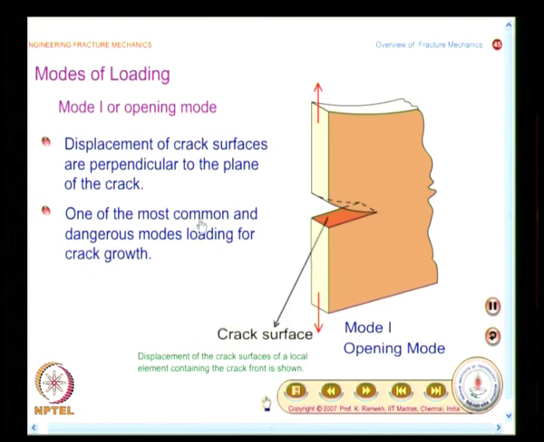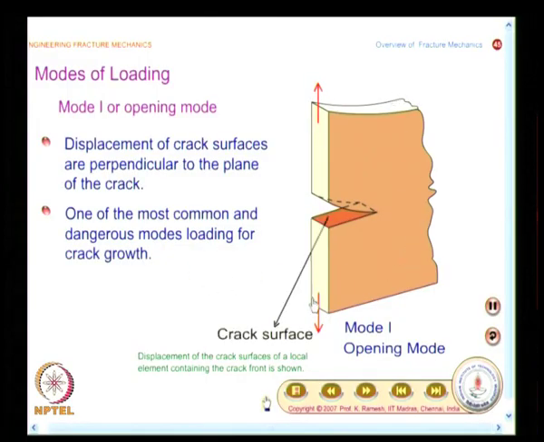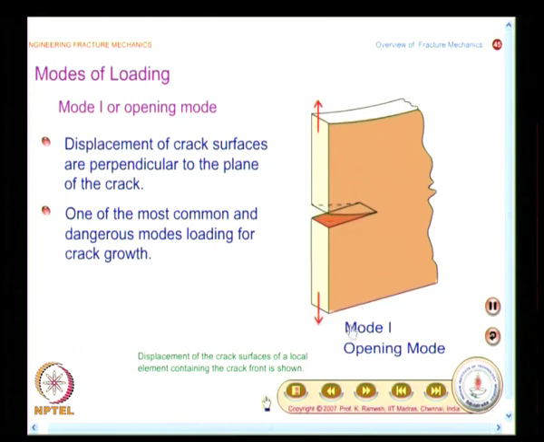This is one of the most common and dangerous modes of loading for crack growth. People have developed theories and showed that a crack will eventually take a path such that the loading is perpendicular to that. So, mode 1 loading is the most dangerous, and even when we want to find the stress field equations, we would develop them for mode 1, followed by mode 2 and mode 3. I hope you have been able to make the sketch with reasonable accuracy.